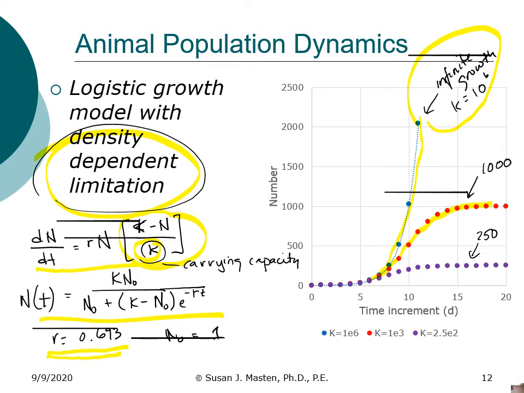If the carrying capacity is set at 250, we have this curve here. And again, it's going to asymptote at 250 because the system can't support, in this case, more than 250 of these organisms.